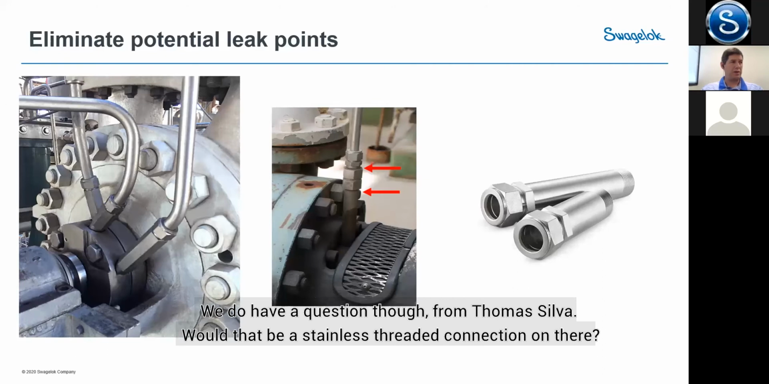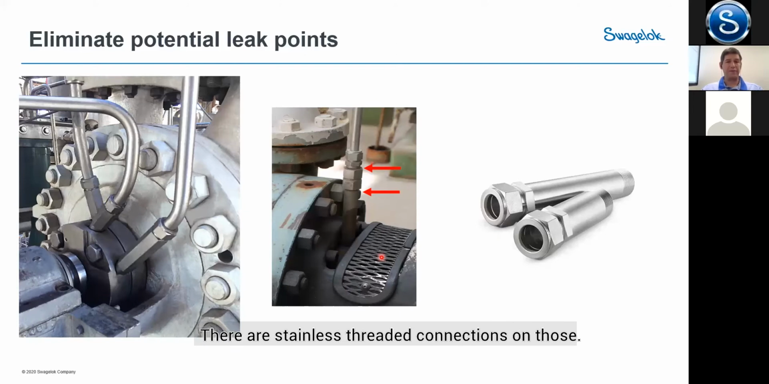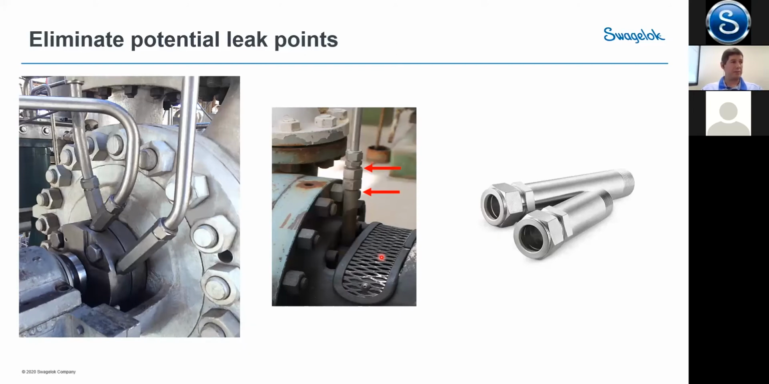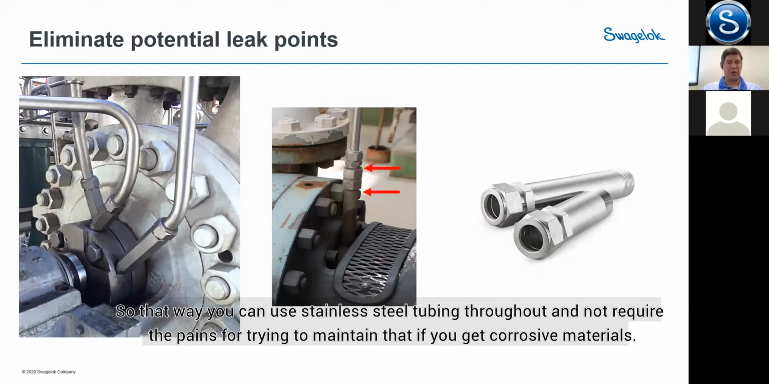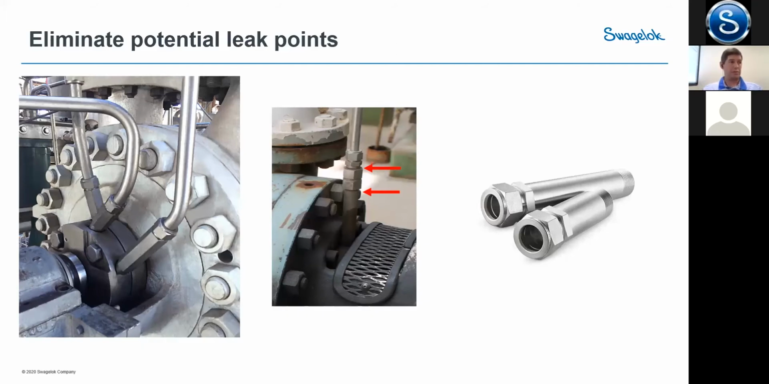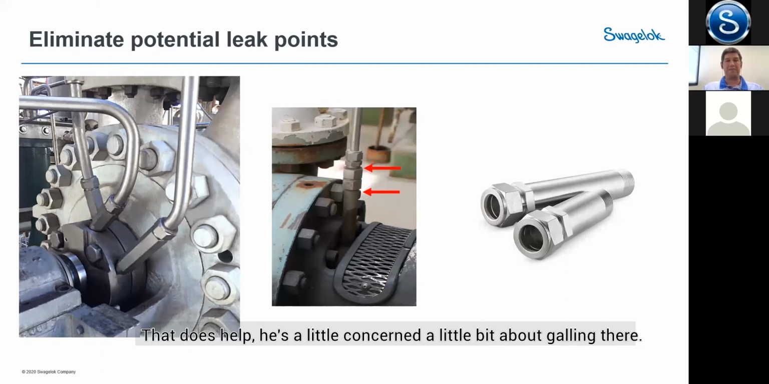We do have a question though from Thomas Silva. Would that be a stainless steel threaded connection? They are stainless threaded connections on those. So that way you can use stainless steel tubing throughout and not be required to paint or try and maintain that if you've got corrosive materials. Does that help, Thomas? It does help.